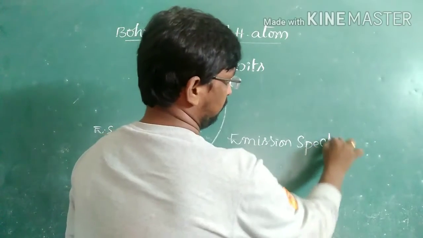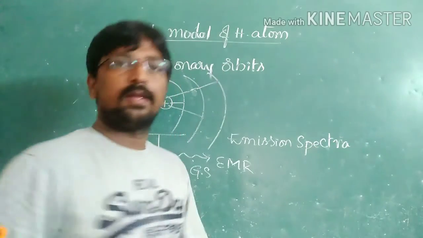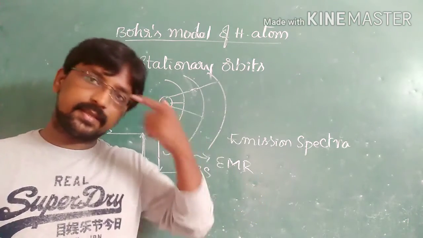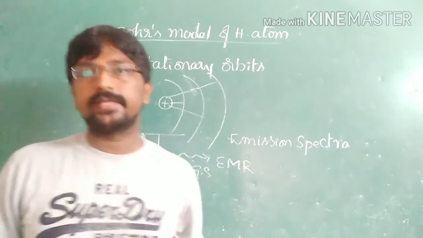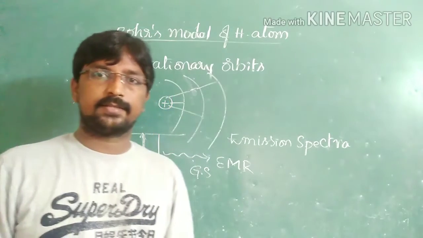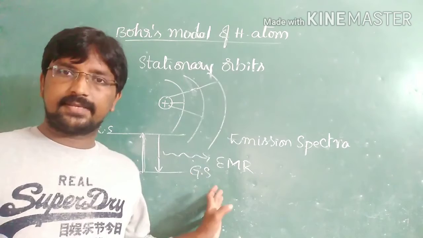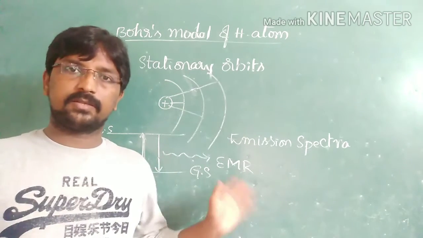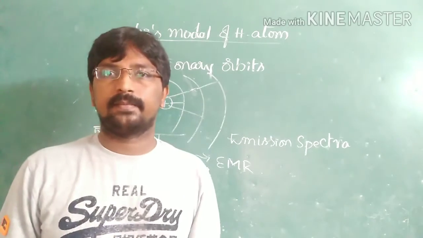Emission spectrum. When the electromagnetic radiation's wavelength is in the visible region, what is the visible region? 400 nanometers to 700 nanometers. So this electromagnetic radiation is in the visible region, so it is an emission spectrum.